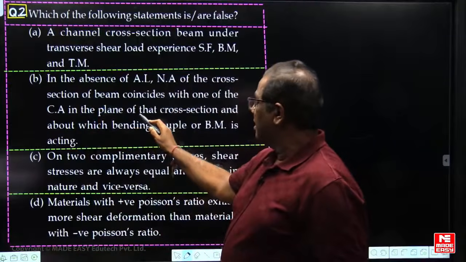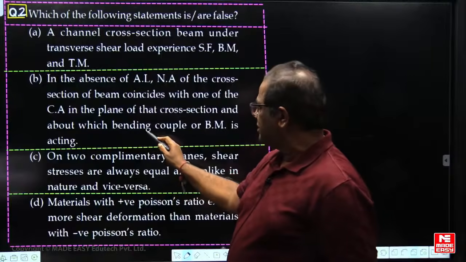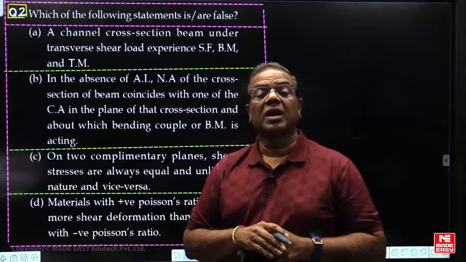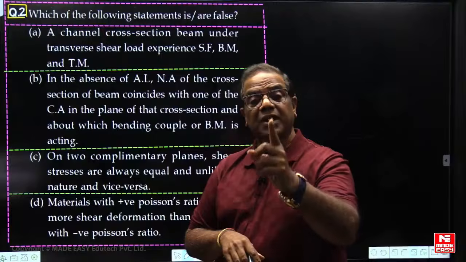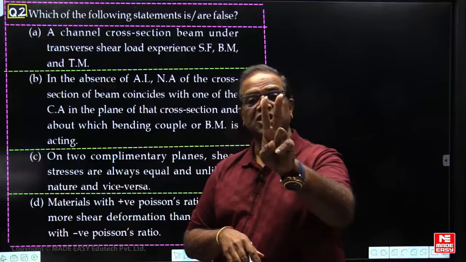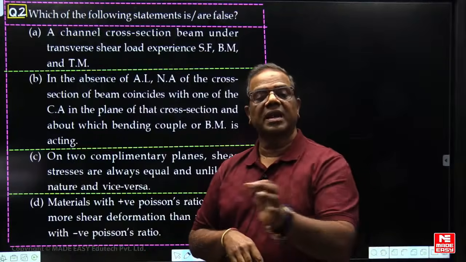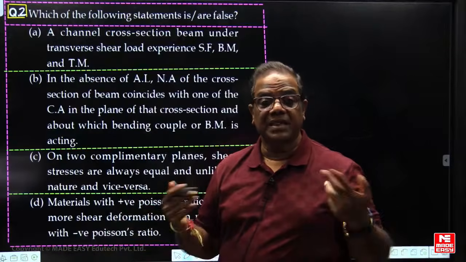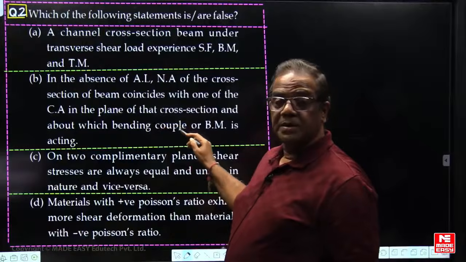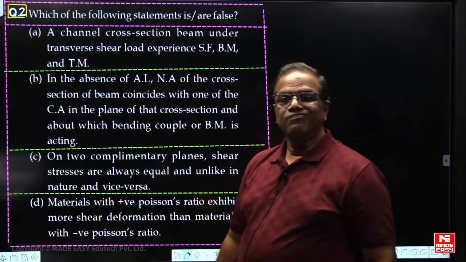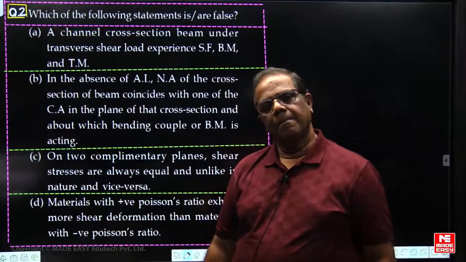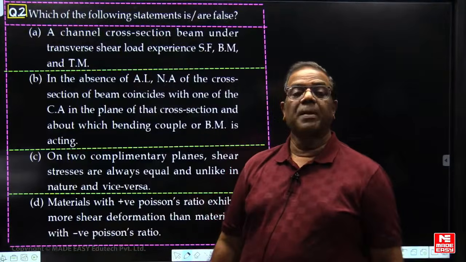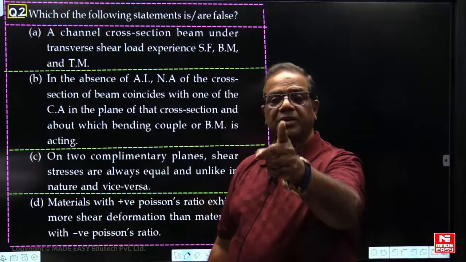Centroidal axis in the plane of the cross section and about which the bending couple or bending moment is acting. तो कभी भी axial load नहीं है तो neutral axis coincide with one of the centroidal axis in the plane of cross section. Plane of cross section में दो centroidal axis रहेगा, एक horizontal centroidal axis रहेगा, एक vertical centroidal axis रहेगा. But it will coincide with HCA or VCA. What is given now? About which bending couple or bending moment is acting. Means if the bending couple is acting about HCA, neutral axis coincides with HCA. If the bending couple is acting about VCA, then it will coincide with VCA.